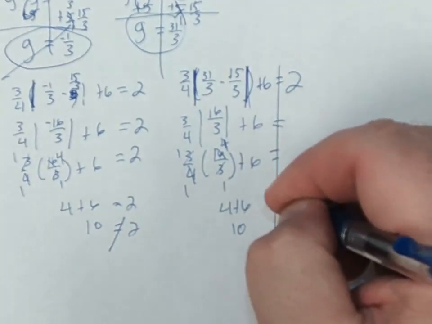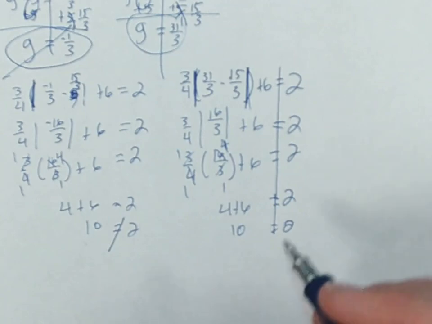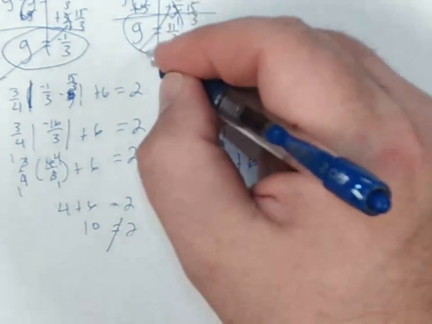So on the left, I have 10. On the right, I have 2. Is 10 equal to 2? Absolutely not. So neither of these work.